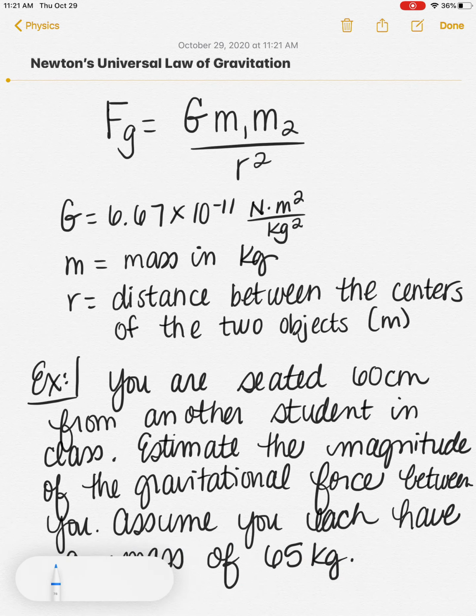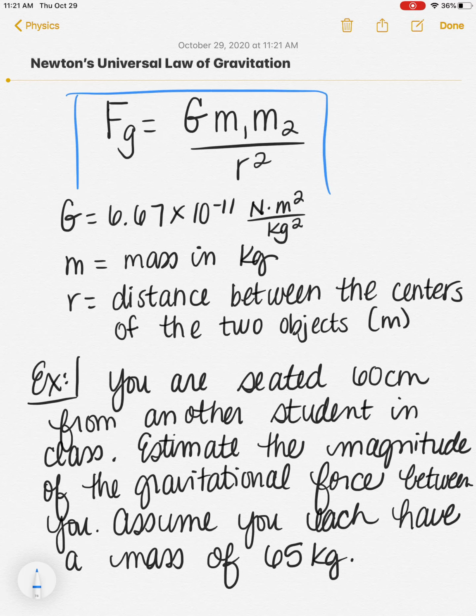Hello, today we are discussing Newton's universal law of gravitation. So, Newton's universal law of gravitation says that a force of attraction exists between any two objects in the universe. Doesn't matter if it's here on Earth, in outer space, some other galaxy, this will always apply. Newton said that this gravitational force is directly proportional to the product of the two masses and inversely proportional to the square of the distance between the two objects.